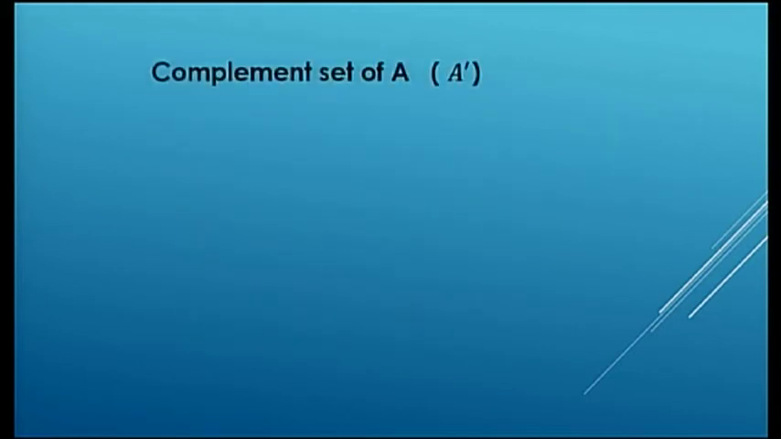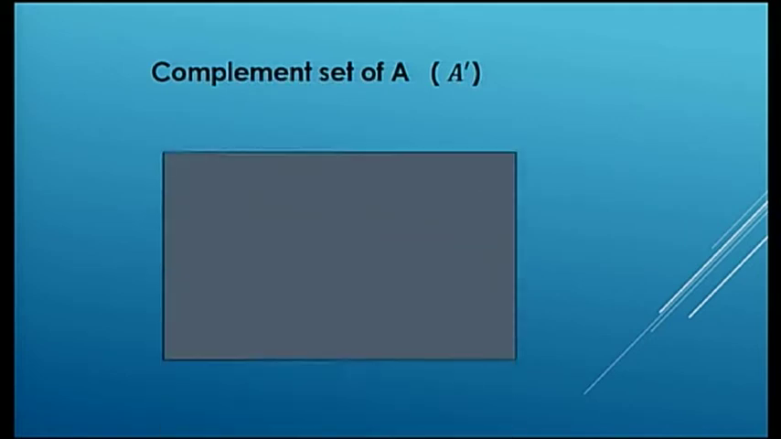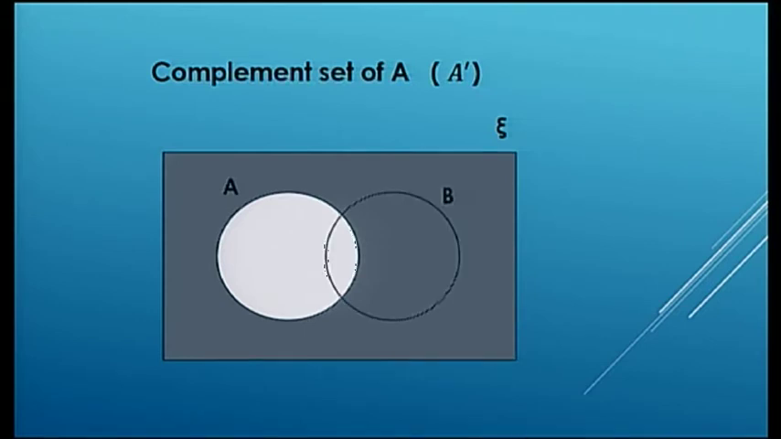Complement of a set. We mentioned earlier that complement of a set means elements that are not in A but in the universal set. This is our universal set. This is set A. This is set B. The complement set of A means elements outside A. So all the regions that are outside A is called the complement set of A. The shaded part here represents the region A dash.